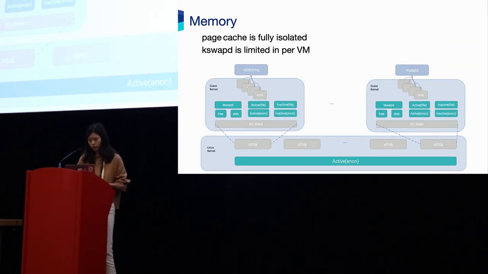When we use virtualization, the memory on the host is much simpler. It's just active, not anonymous mapping on the host. The page cache is fully isolated, and kswapd is limited per VM. The simplification of memory management brings us much less pain in cluster operation, which is very important for IDC operators. It saves us a lot of time debugging performance issues for user applications.